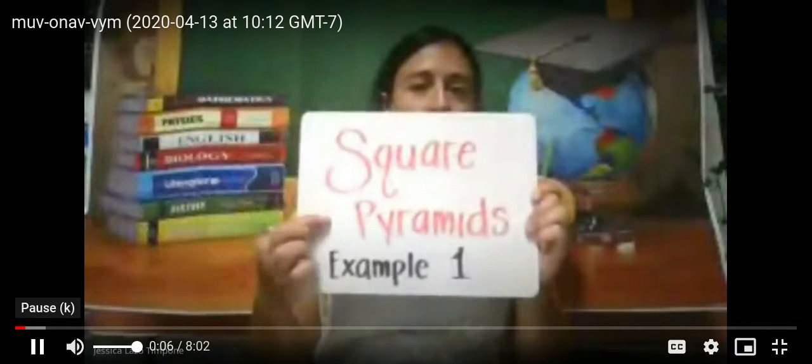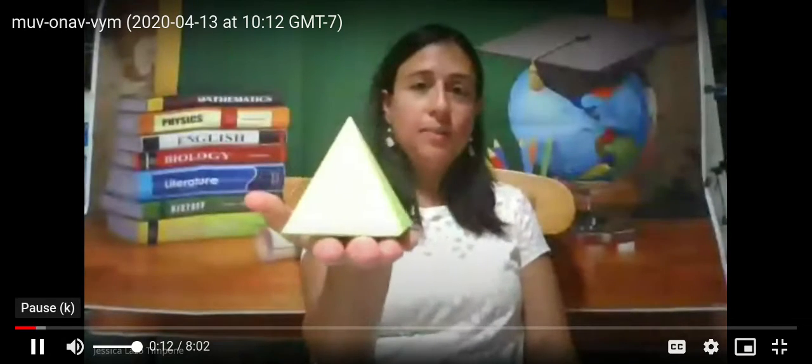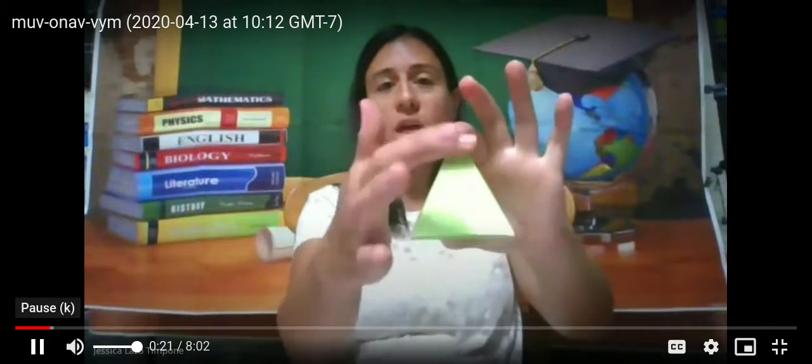All right, today we are going to do square pyramids, and we're going to do the surface area of square pyramids. A square pyramid looks like this. It is a pyramid because the faces are triangles. So all of the faces are triangles.